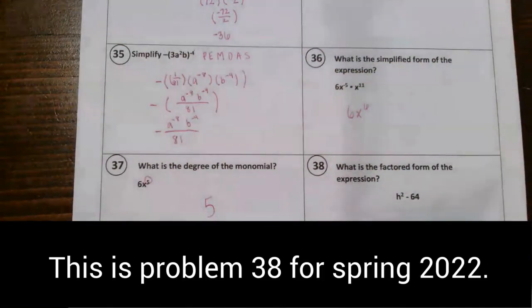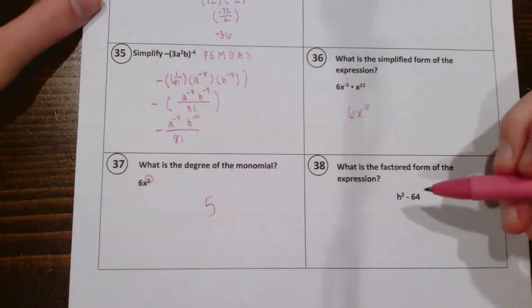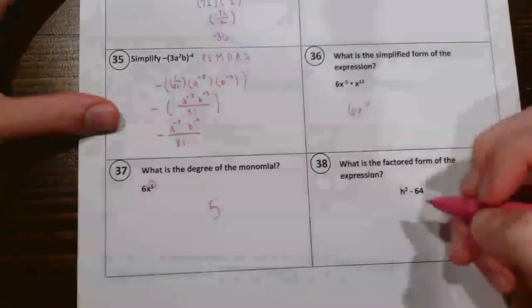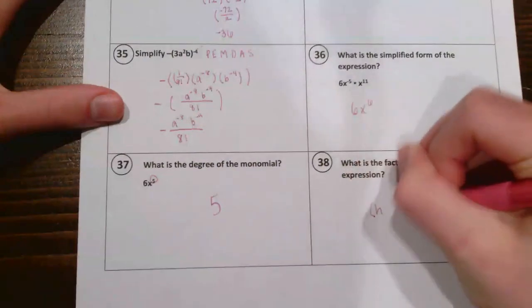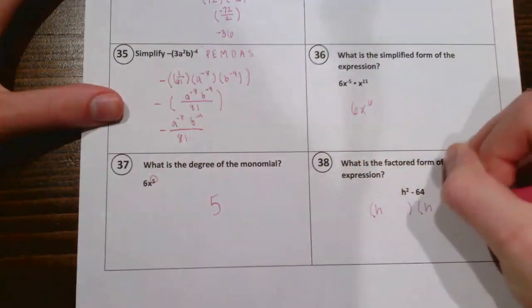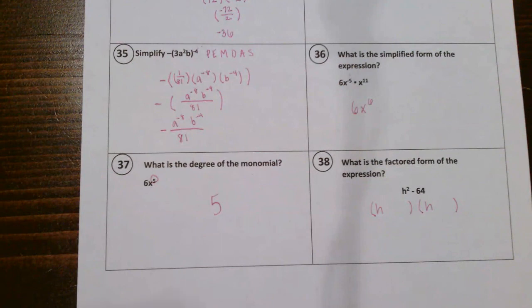On number 38 here, it's asking us what the factored form of this expression is. And this expression is h squared minus 64. This one is super simple. So we'll set up our factoring here, h, and we're asking ourselves what will multiply together to get negative 64, but add together to get 0. So think of all the factors of negative 64. So I'm thinking 1 and 64, 2 and 32, 4 and 16.